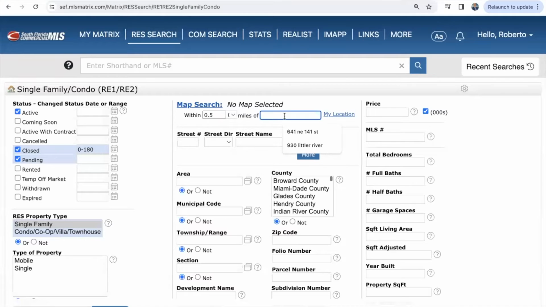All right. So I'm going to go ahead and select a property right here, 930 Little River. Okay. And you know what? We're not going to do 930 Little River. It's not coming up. All right. Let's do 1210 Pizarro.